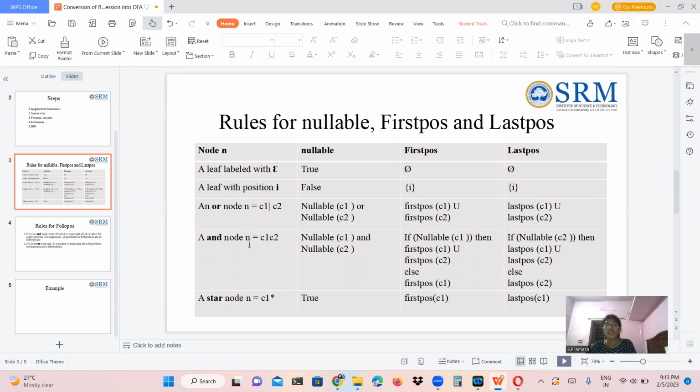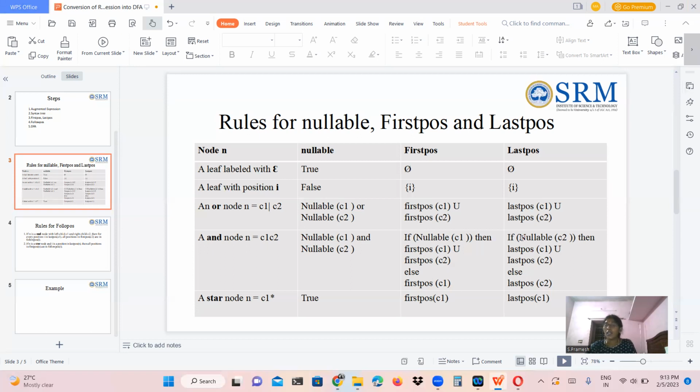For the AND rule, my data is in the form of C1 concatenated with C2. In that situation, nullable is nullable of C1 and nullable of C2. For first position, we have to check one condition. If the left child C1 is nullable, then we take the union of first position of C1 and first position of C2. Otherwise, if it is not nullable, we take only the first position of C1.